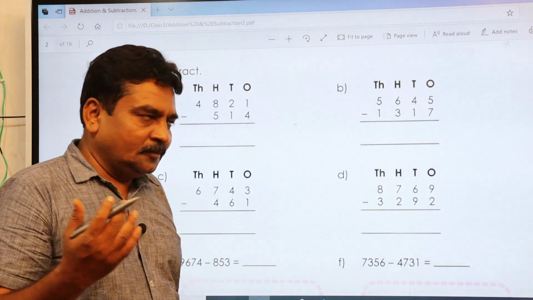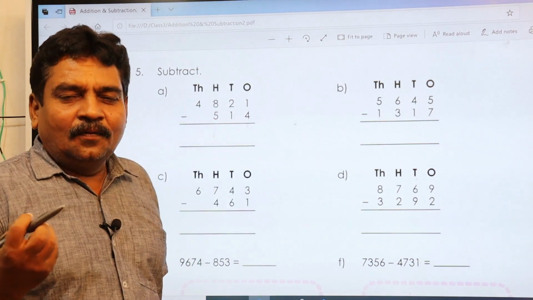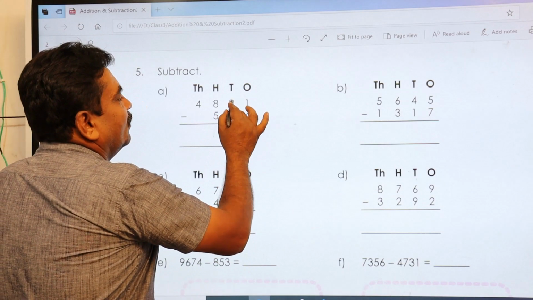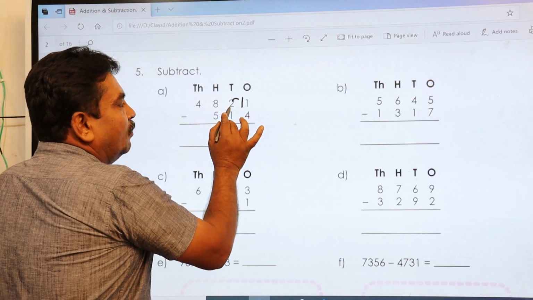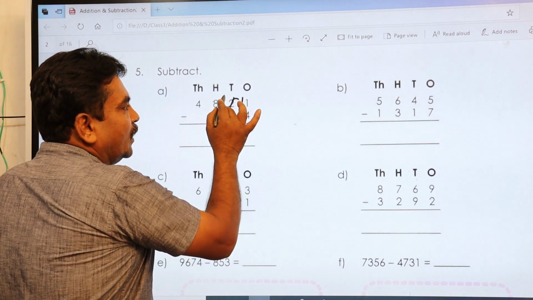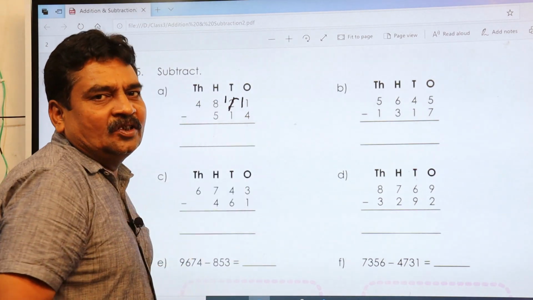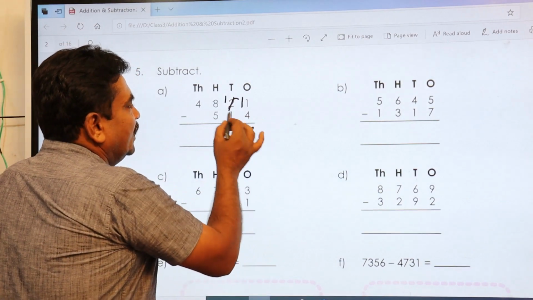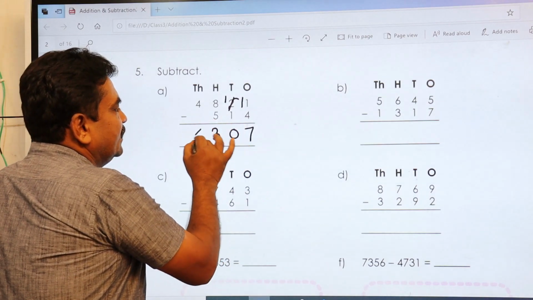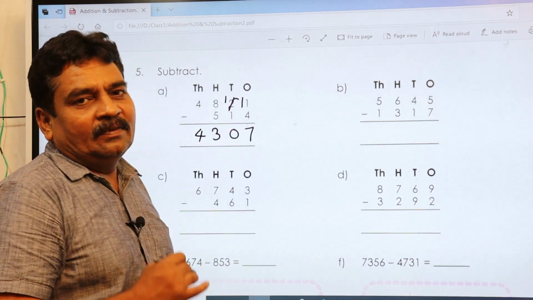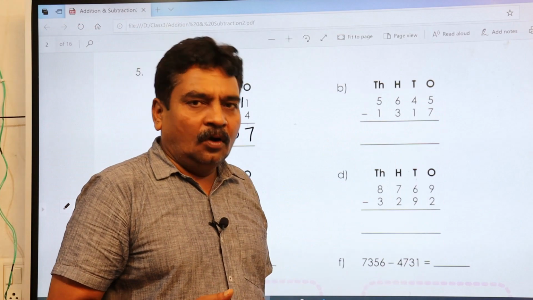Okay. 1 minus 4. You cannot take out 4 from 1. So you carry from here one number. Then it becomes 11. But you have carried 1 from 2, so the new number is 1. Remember that. This is 11. 11 minus 4 is how much? 7. Here new number is 1. 1 minus 1 is 0. 8 minus 5 is 3. And this is your 4. 4307 is your answer.